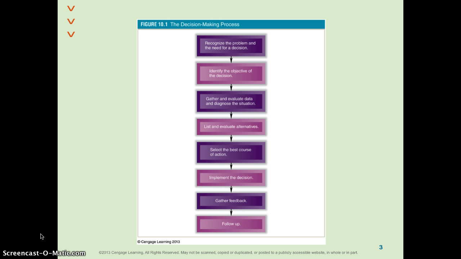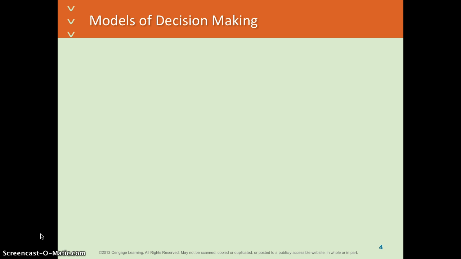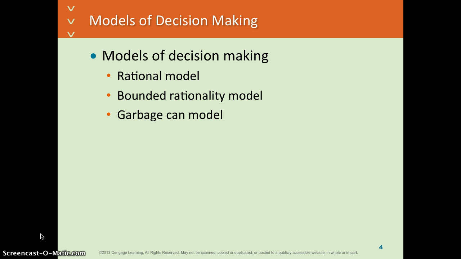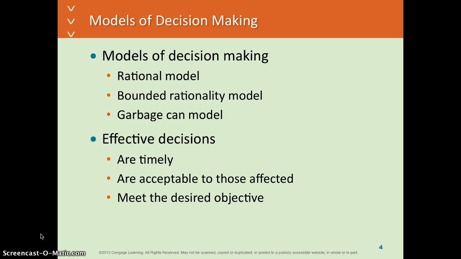The decision-making process consists of 8 steps, where you walk through the different steps to end up with a decision, which also includes a step for follow-up as to whether it was the right decision or not. Models for decision-making: rational, bounded rationality, and garbage can. Effective decisions should be timely and accepted by those affected. It's not unusual to have a decision made where those affected are really not comfortable, even though it meets the goal.